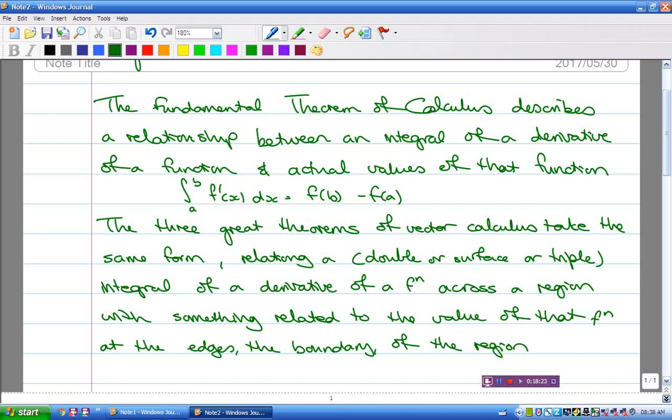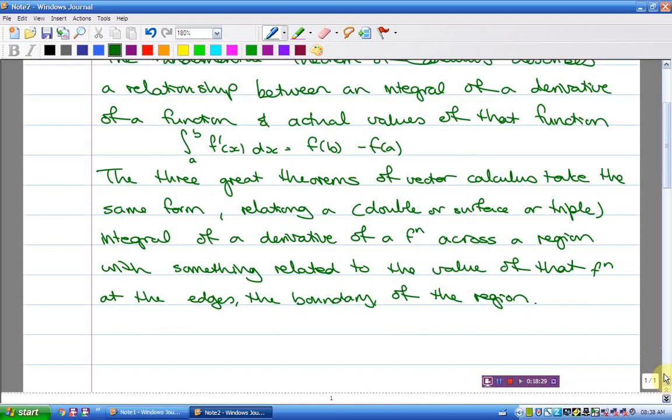Okay, and that applies to Green, Stokes, and divergence. Of all of these, Green's theorem is the simplest, and in fact, Green's theorem, we will later show, is a special case of Stokes' theorem. Green's theorem is the simplest of these three theorems. Okay, all right.